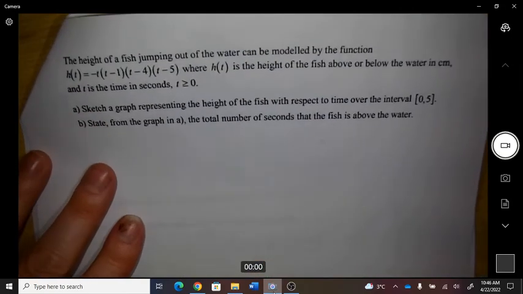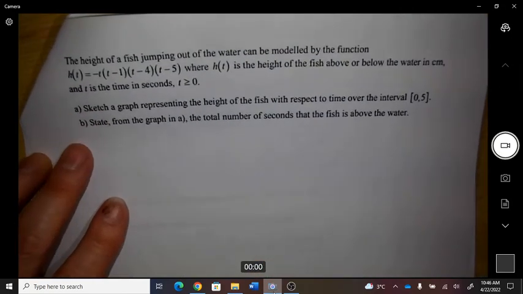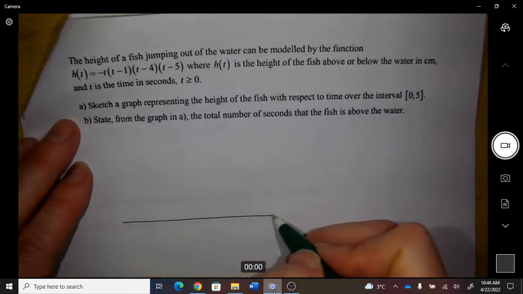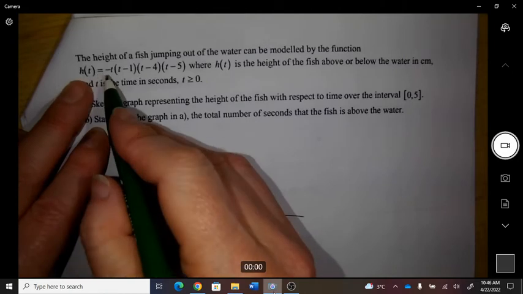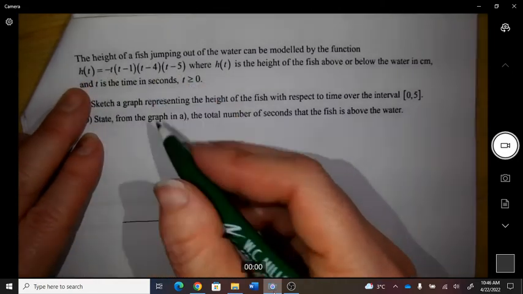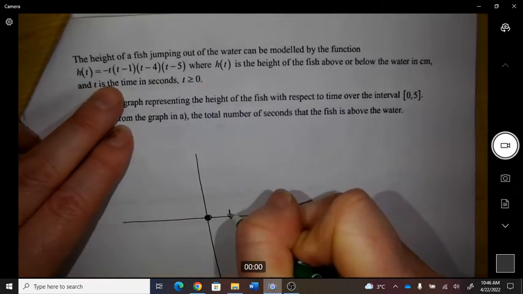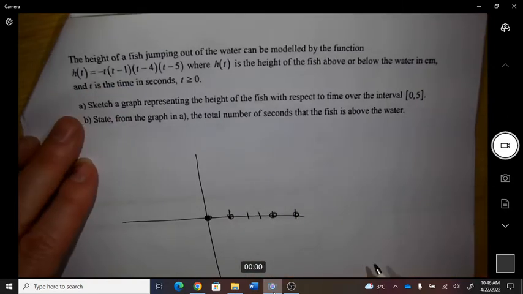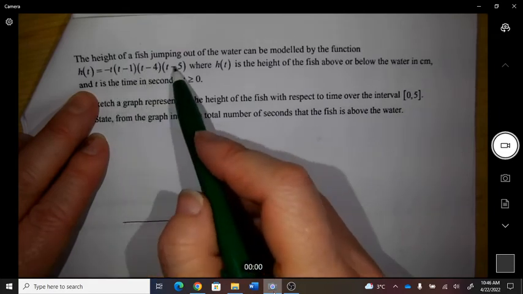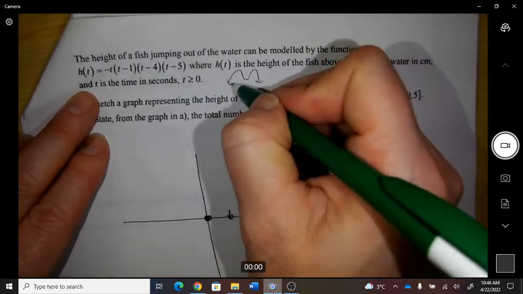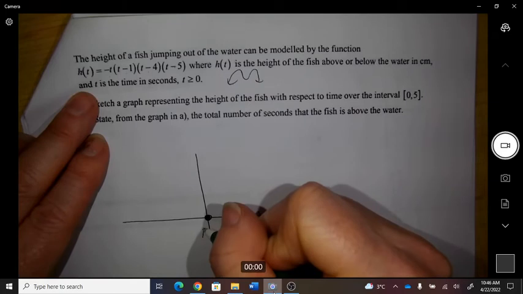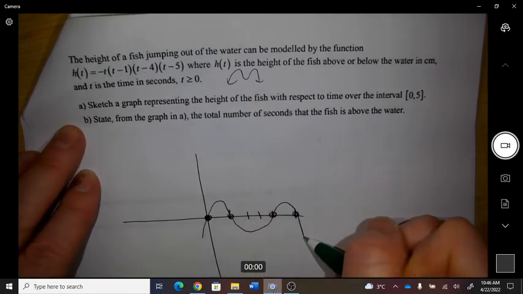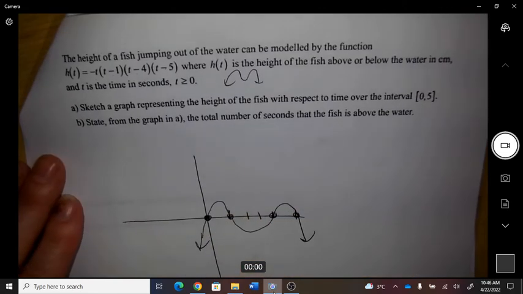Okay, the height of a fish jumping out of the water is this equation. So sketch the graph. So the x-intercepts are 0, 1, 4, and 5. And this is a 1, 2, 3, 4, and it's a negative shape. So that's what it would look like.